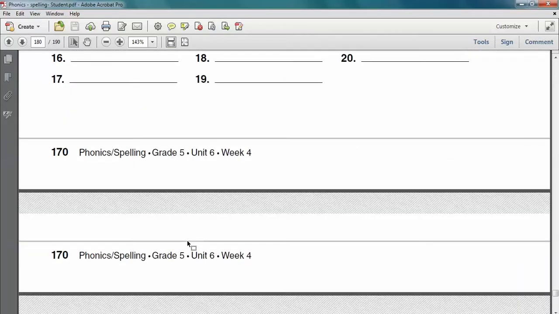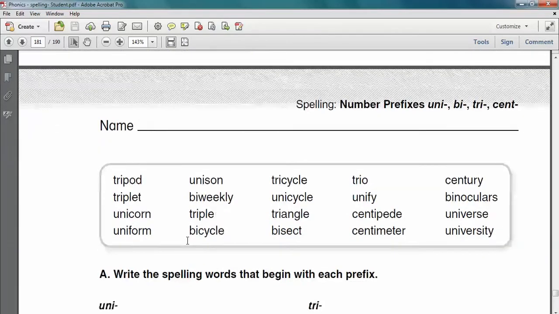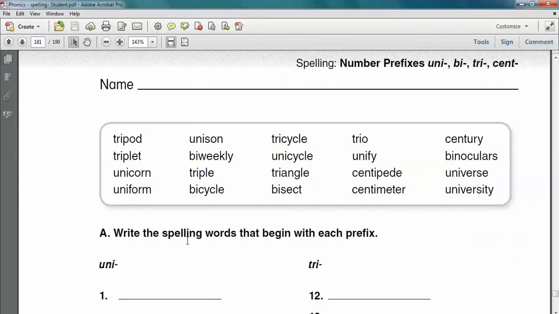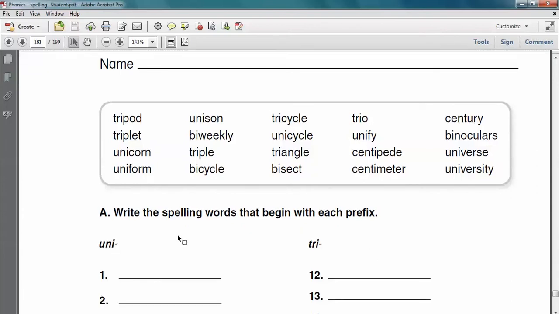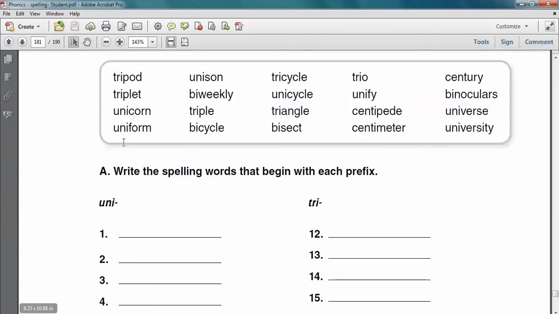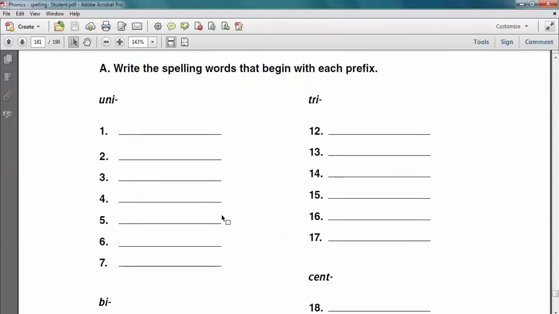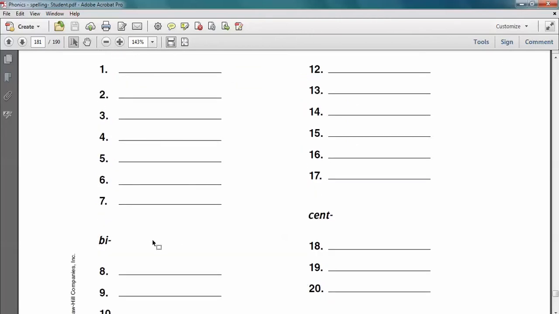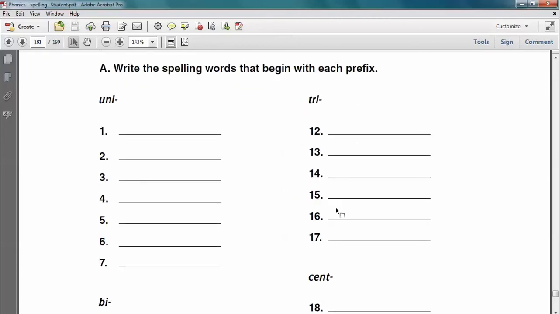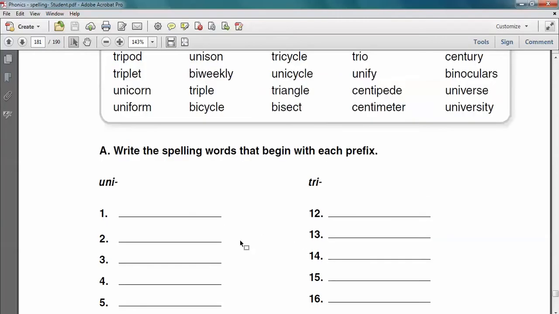Okay, after that, on page 171, as we can read in the instructions, write the spelling words that begin with each prefix. So we just need to group them according to the prefix. Here, the group that starts with uni, after that, the group that starts with bi, then tri, then cent. So we will just put them in the correct group.